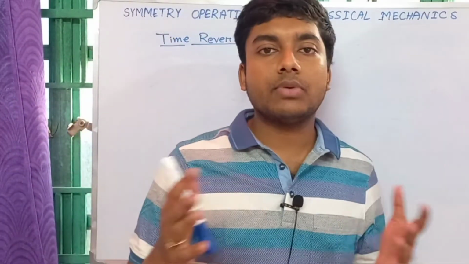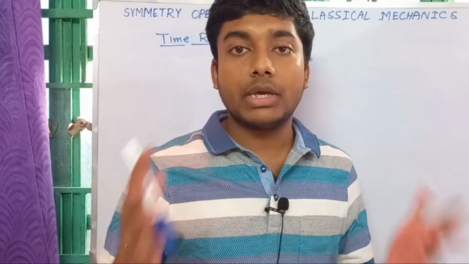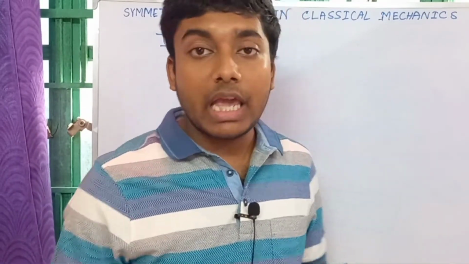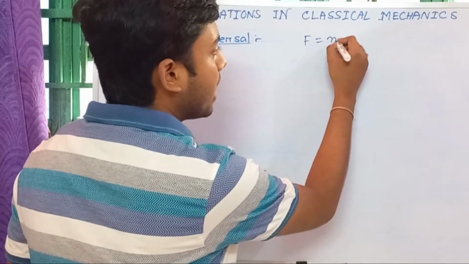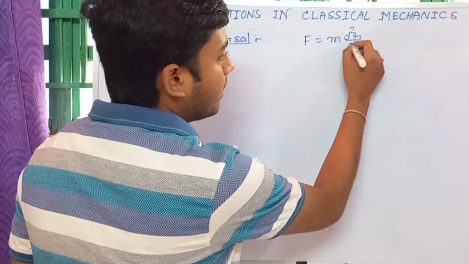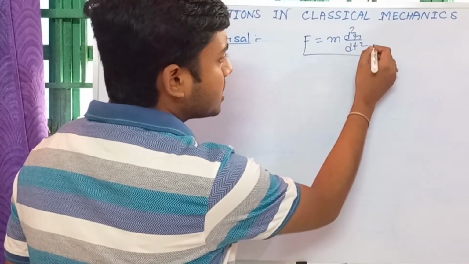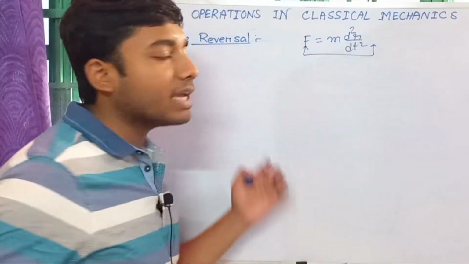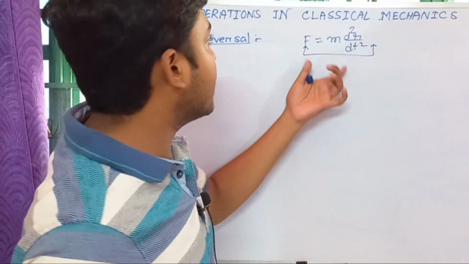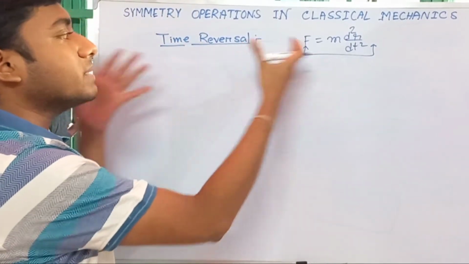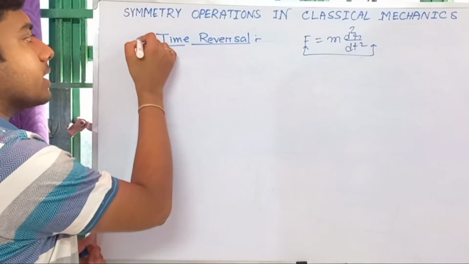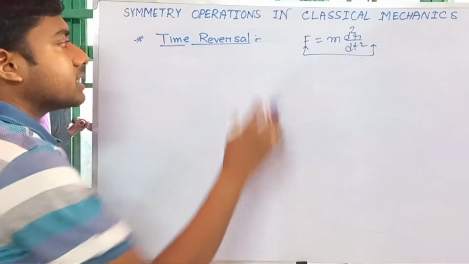Okay, so what was our goal? Our goal was that Newton's second law, the second equation of motion, F equals m d2r over dt square, this relation, this equation, is it invariant? We have to check whether it is invariant for this type of symmetries. Now we have a particular type of symmetry here, that is time reversal symmetry.